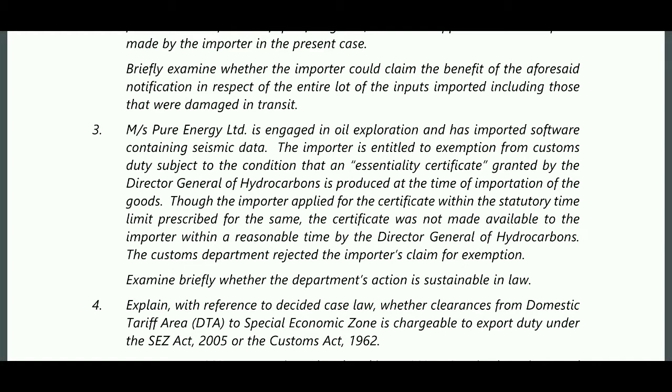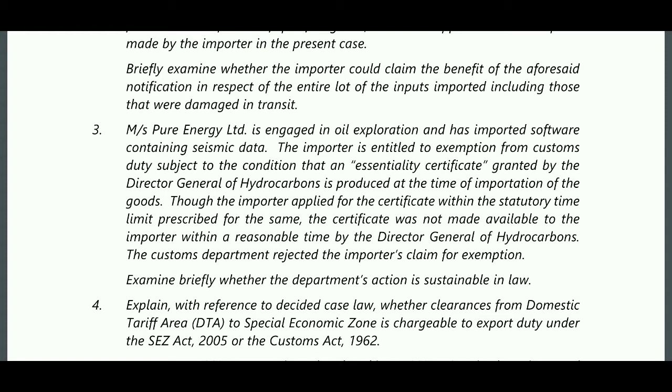So basically this was given in the case of Commissioner of Customs versus Tulo India Operations Limited, 2005, by the Supreme Court, where it said that when the conditions are not within the power of the importer but in the power of the public functionaries, the non-compliance cannot be held as a condition precedent that would disable the importer from obtaining the benefit of the exemption. And since the Director General of Hydrocarbons is under the Ministry of Petroleum and Natural Gas, it can be construed as a public functionary, and therefore in the present case Messrs Pure Energy Limited will be able to claim the exemption and the department's action will not be sustainable in law.